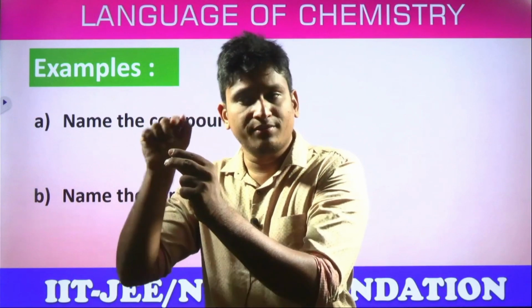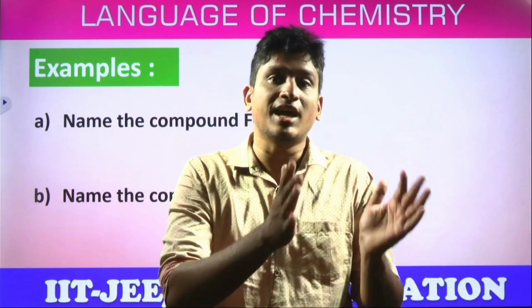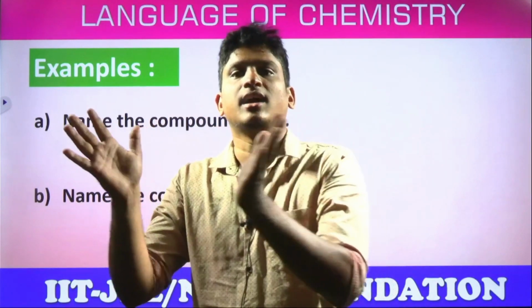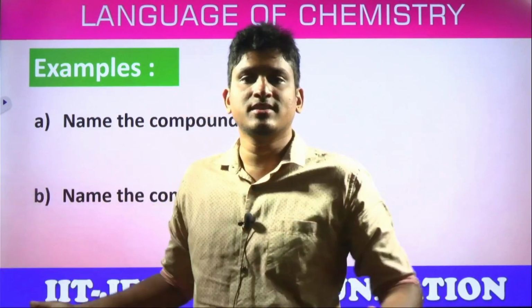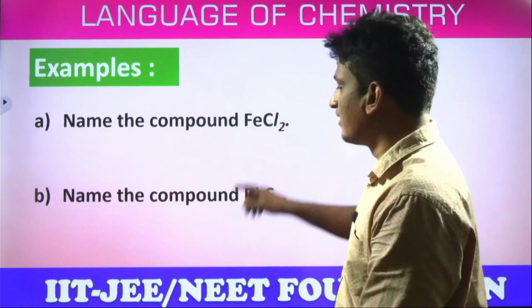Then what is the valency of the other iron? 3. So how to name this compound? Iron 2 chloride. This one is iron 3 chloride. That's it. So look at here. Look at this name. Already the same example is given here.